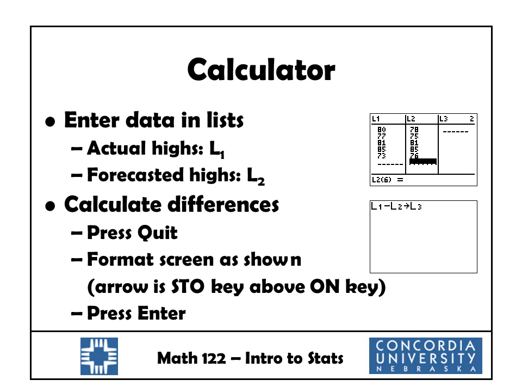So we need to go back to our blank home screen. So press Quit, and then format the screen as shown. So L1 minus L2, and then the arrow L3. That arrow is read as "store at." Now that arrow key you get from the STO key, which is right above the ON key. STO stands for store. So once your window is formatted like that, press Enter, and that simply takes the numbers in L1, subtracts the numbers in L2, and stores it at list L3.